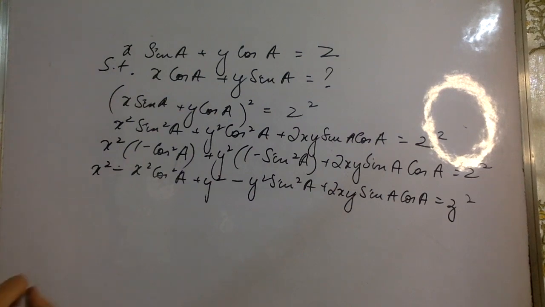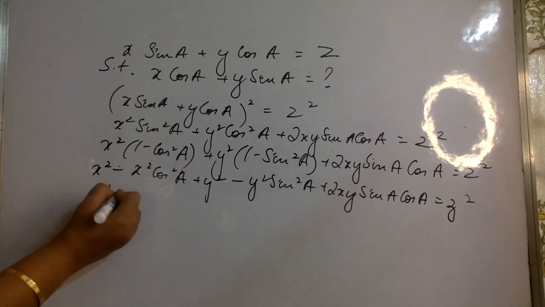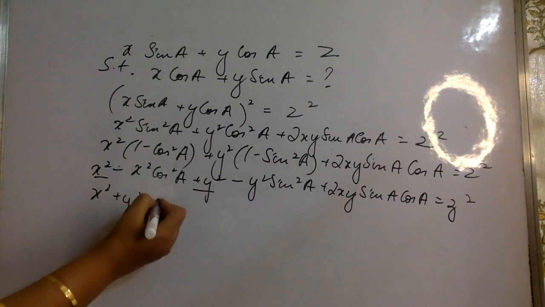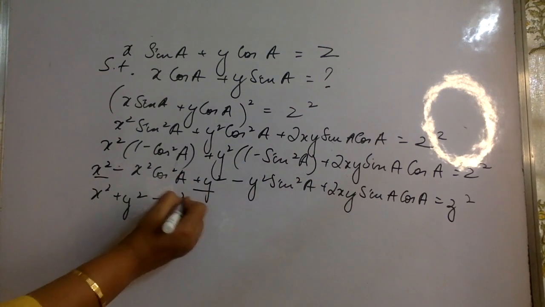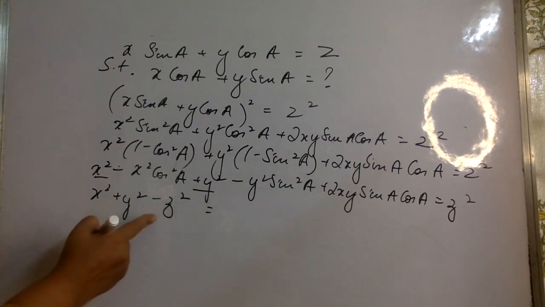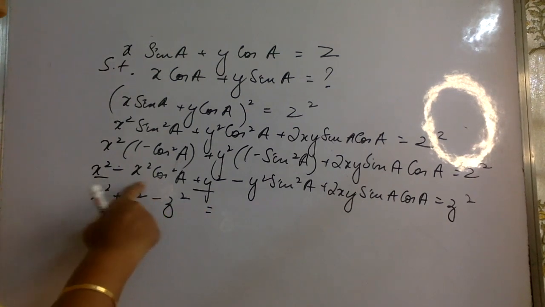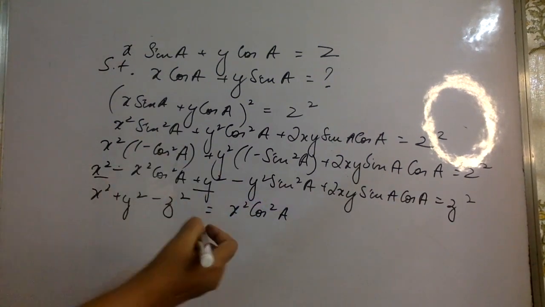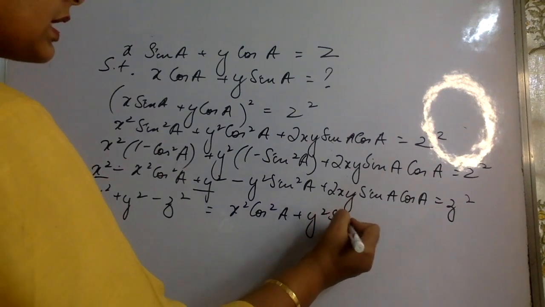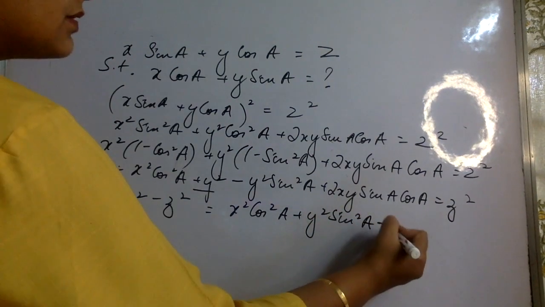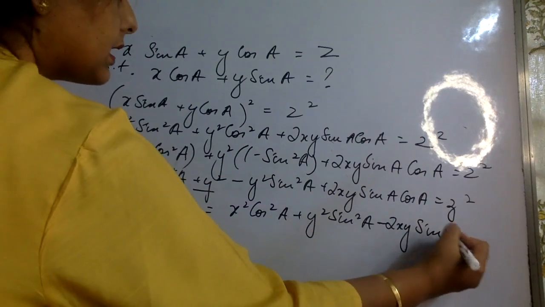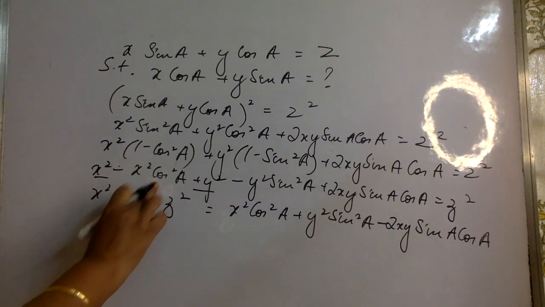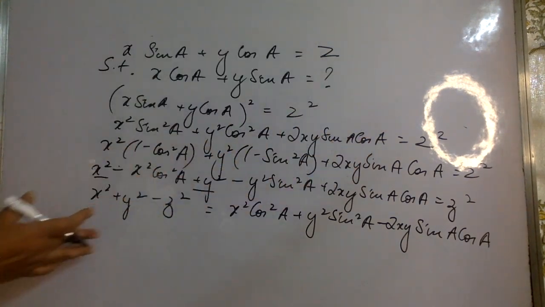Now x square plus y square, this one copied, and bring that z square from that side. I have taken that z square from that side, so there is a minus sign here. Take this x square cos square a to the other side of the equal to sign, so change in sign, plus y square sin square a, minus 2xy sin a cos a. So I have now shifted the cos a sin a terms to the right and only variables this side.